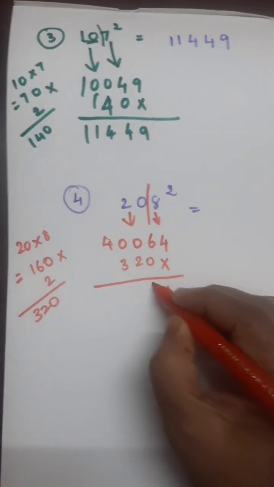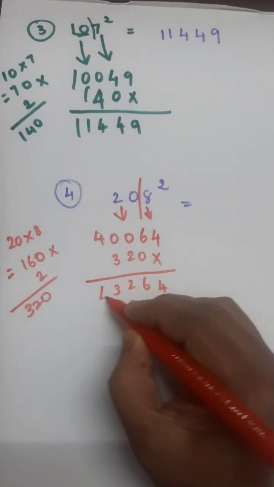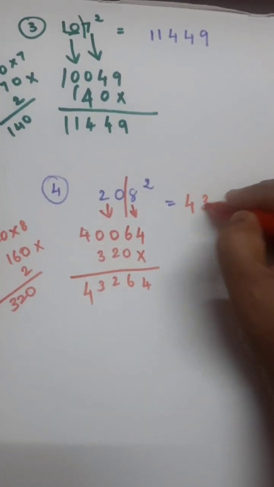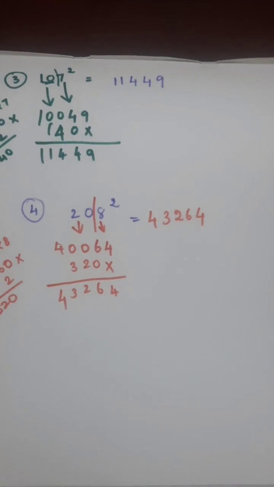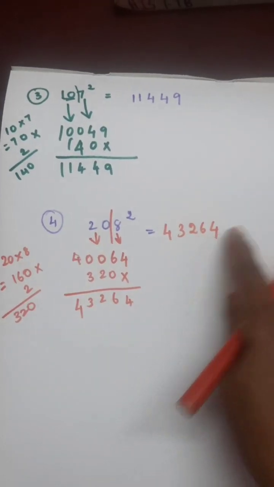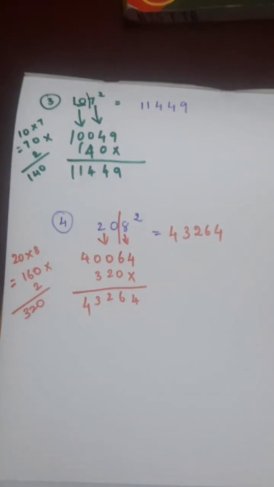Now 4, 6, 2, 3 and 4. 4, 3, 2, 6, 4. 208 square is 43264. Just as easy as this.